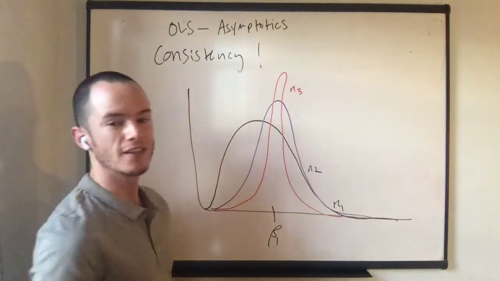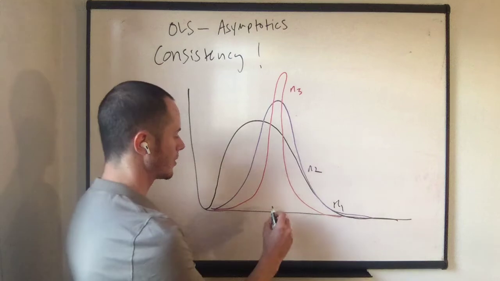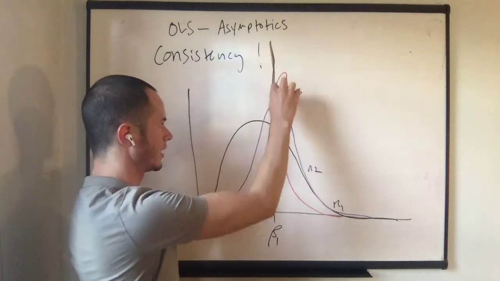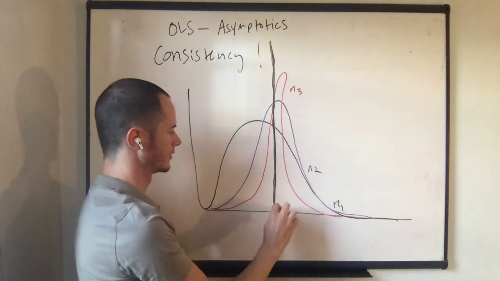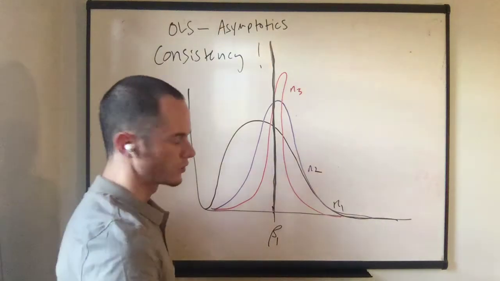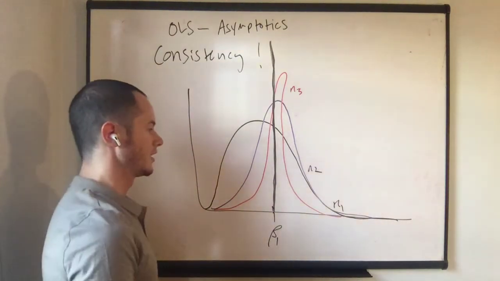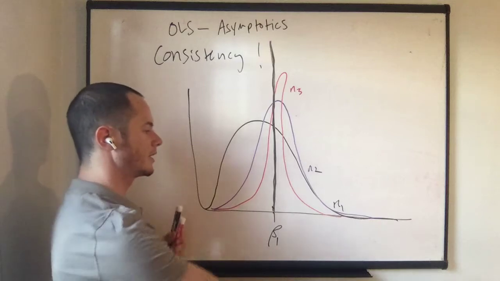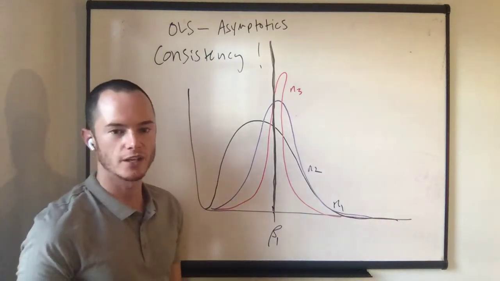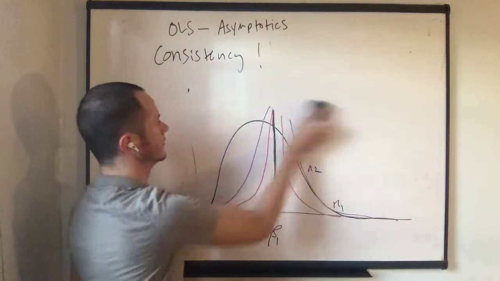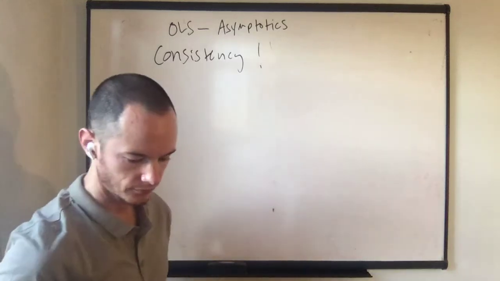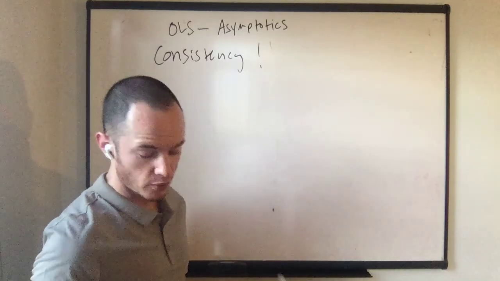And as the sample size grows to infinity, what we're going to find is that this probability distribution is going to collapse into a single line on beta 1 as we reach infinity. All right, so this is the idea behind consistency, is that as the sample size gets bigger, the probability distribution of the estimator collapses onto the true value of beta 1. So let's define this in formal terms. Or we're going to prove it.